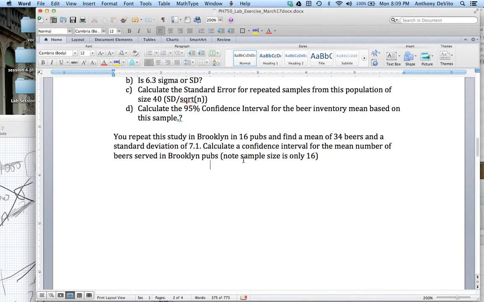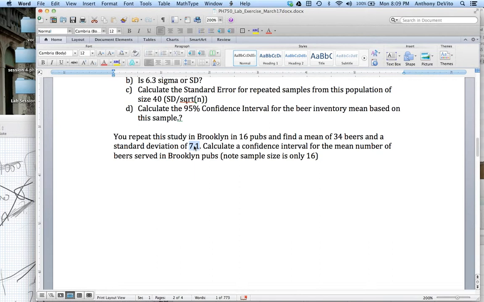I'm not going to go through that whole calculation right now, but I'm going to ask you what the standard error is going to be. We don't have the population standard deviation. We have to use the sample standard deviation, which is 7.1. The sample size is 16, so we're going to divide 7.1 by the square root of 16, or 4. So that's going to come out to be about 1.75. So our standard error is 1.75.